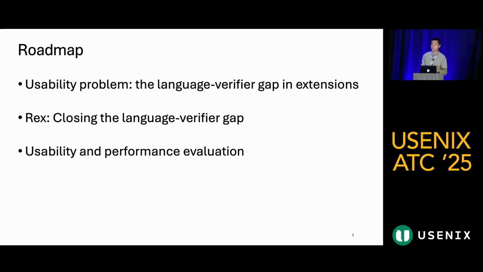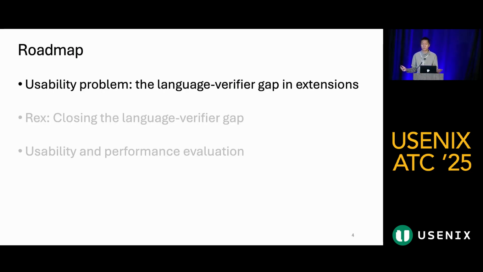So here is an outline of the talk. I will first dive into this usability problem, which we call the language-verifier gap in safe kernel extensions. Then I will present our solution, the REX extension framework for closing the language-verifier gap. And finally, I will move on to the usability and performance evaluation. So let's first move into the problem.